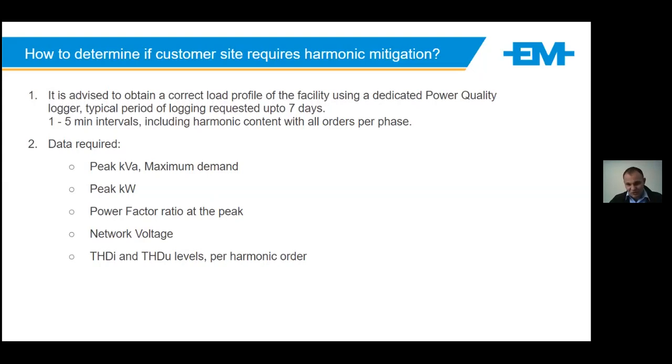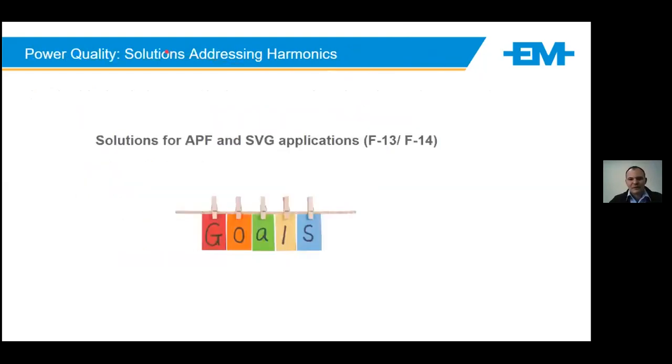So maybe my site has got tripling harmonics. How do I protect my equipment from this? Then we'd look at what we call active power filters. Okay, what solutions have we got for this?